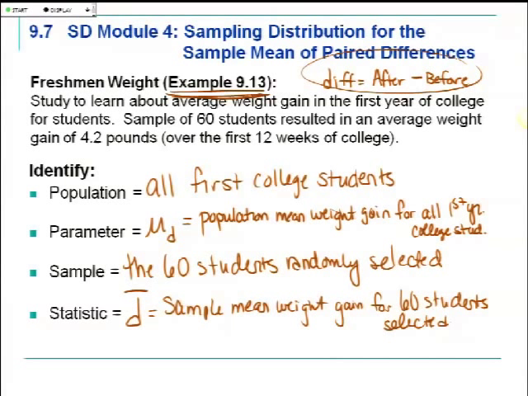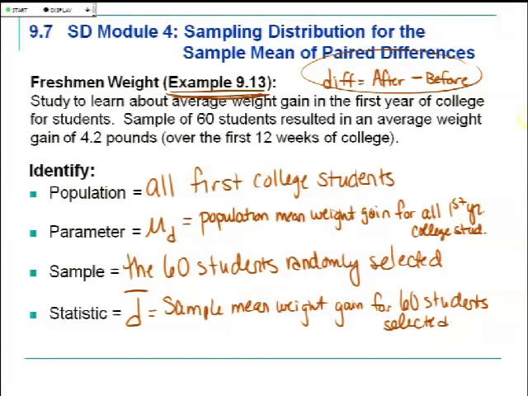Now, mu d. Does anyone know what mu d is? Can you tell me its value? Is mu d 4.2? 4.2 is what here? D bar. It's the mean of the sample that I got. D bar is 4.2. Mu d is the parameter.